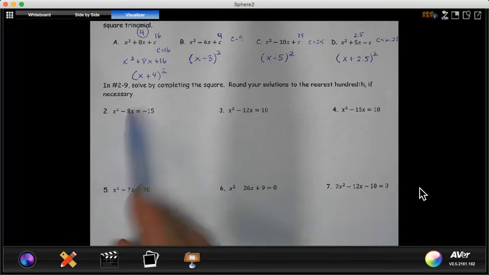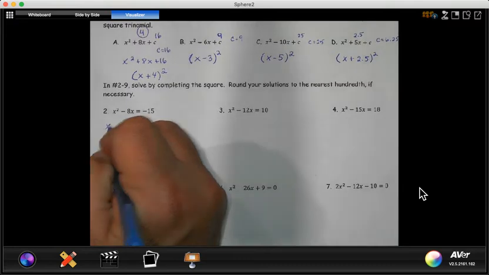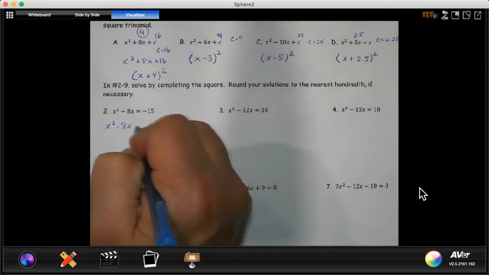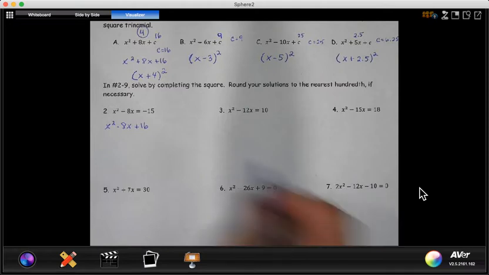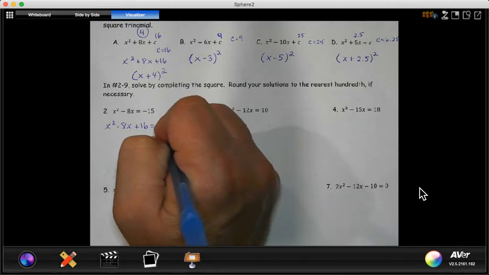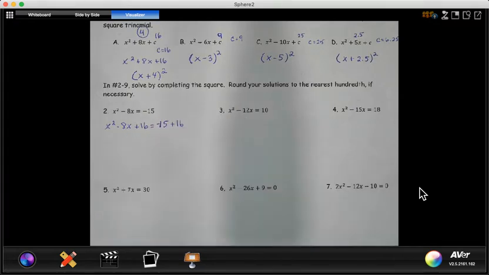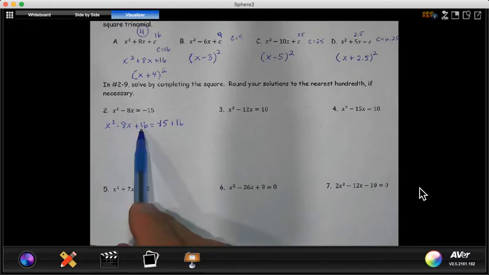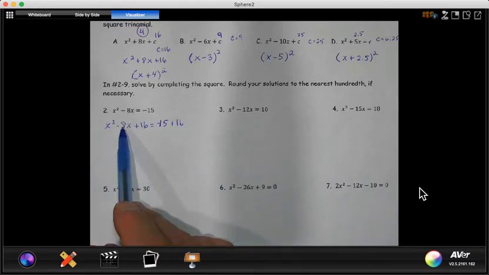Half of 8 is 4. 4 squared is 16. So we're going to write x squared minus 8x, and then we're going to add 16, equals negative 15. Then we're going to add 16 to this side, because now we're solving an equation. Whatever you do to one side, you do to the other side. You're used to subtracting and tearing equations down, but you can also learn how to build equations up. That's advanced math. So instead of tearing this equation down, we're actually going to build it up. Okay? So 16 is the perfect number because half of 8 is 4 and 4 squared is 16.